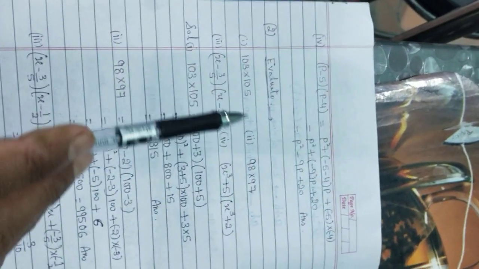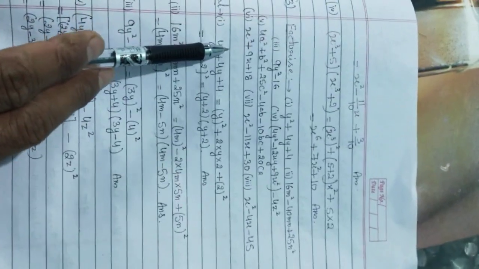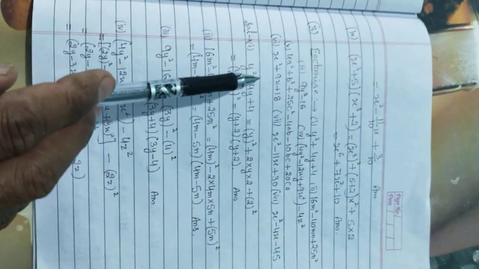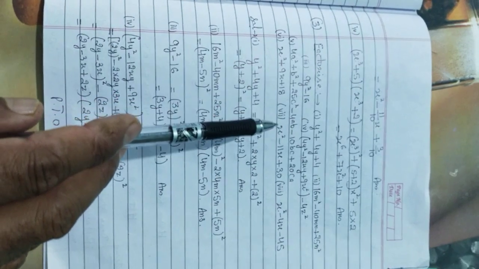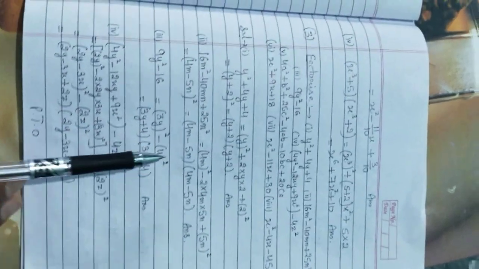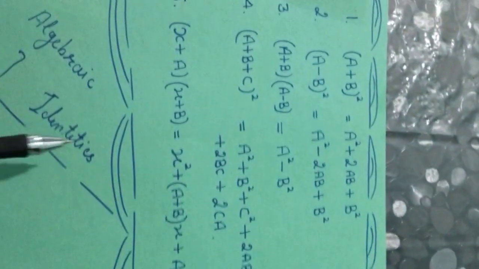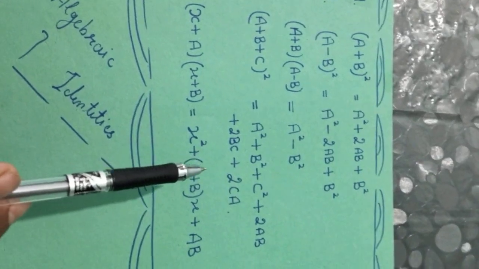Evaluate, find the value of. Next question is the third, factorize. These questions belong to worksheet 6 and 7. Factorize. In this factorization we can use all identities, first, second, third, fourth, fifth. Once again we look for the identity.